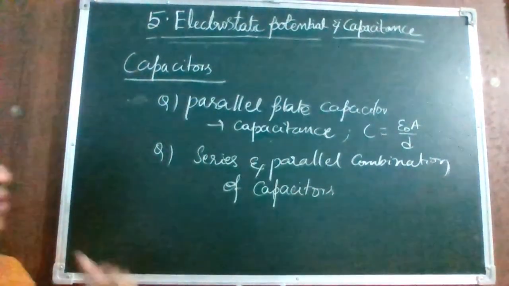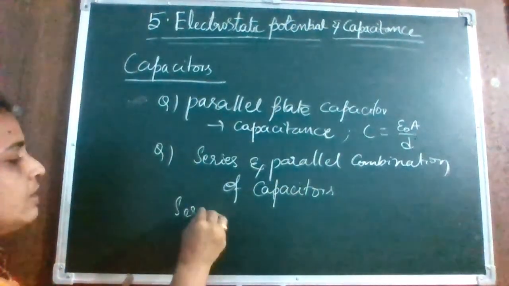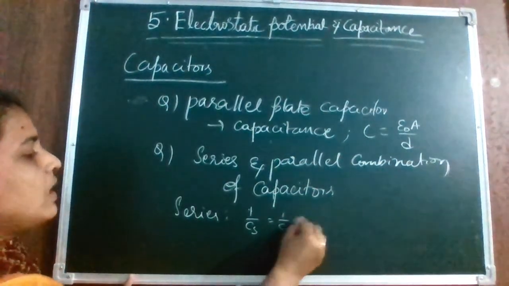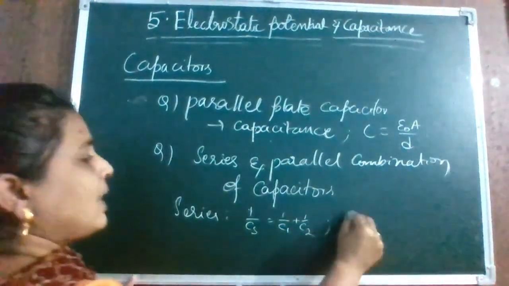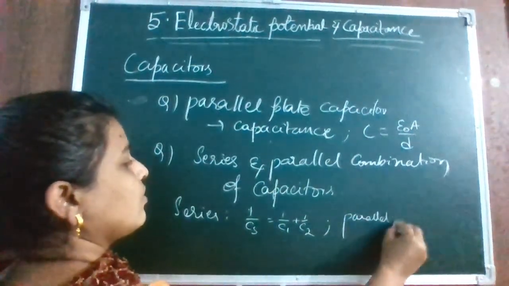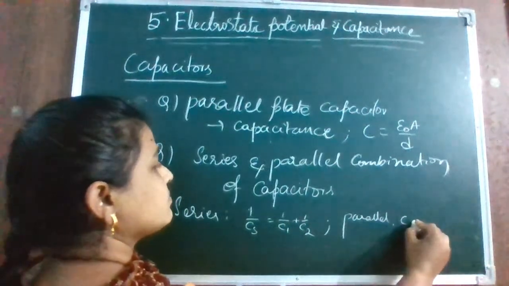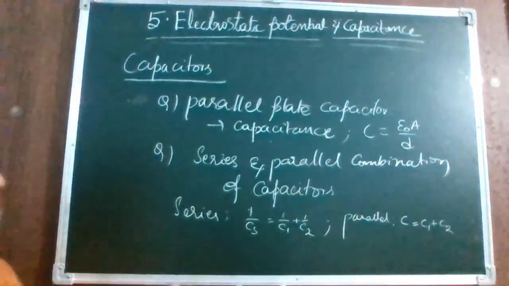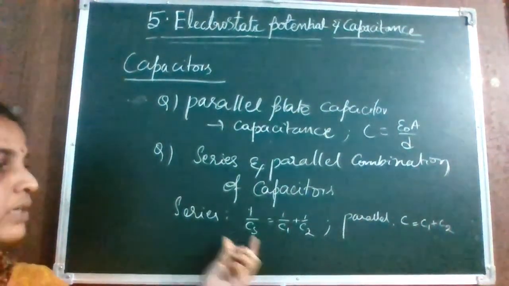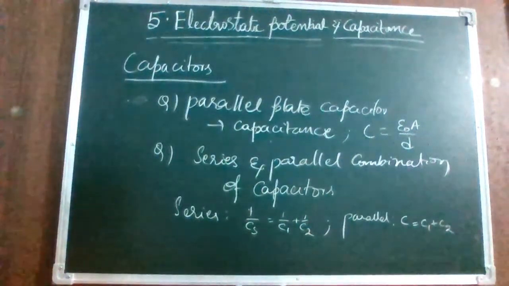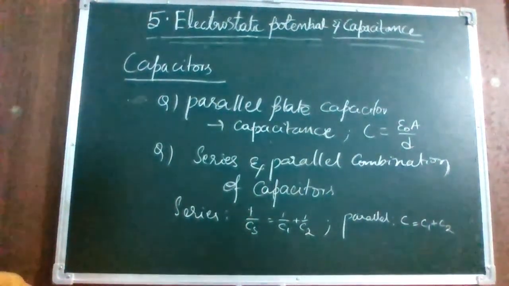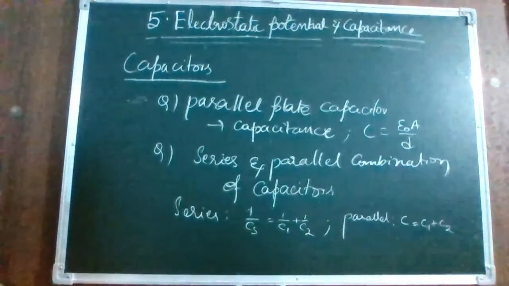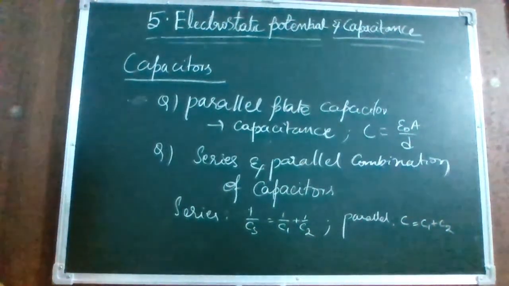And not only simply that, for the series combination we will get this formula, and for the parallel combination we will get this formula. We also have to write in words that the resultant capacitance in series combination is equal to the sum of the reciprocals of the individual capacitances, and the resultant capacitance in parallel combination is equal to the sum of the individual capacitances of the capacitors.